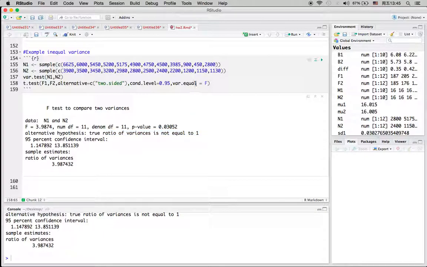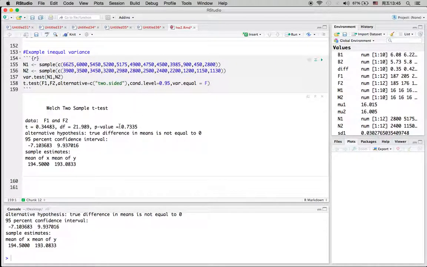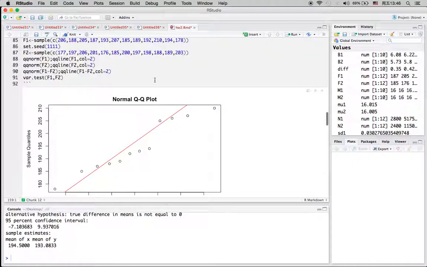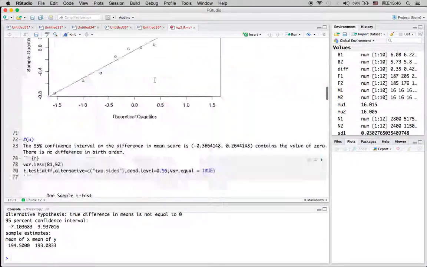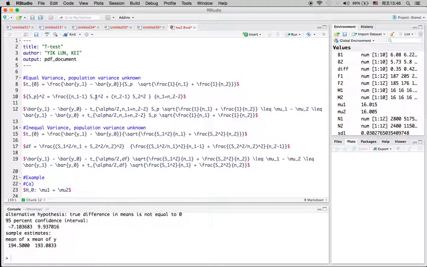So we set the variance equal argument of the t-test to false. But we are also going to apply the two-sided t-test, and the confidence interval is 0.95. So here we can see that the p-value is greater than 0.05. So we do not reject the null, which means that there isn't a difference again between our two populations here. So here are all our examples for the t-test under different conditions.